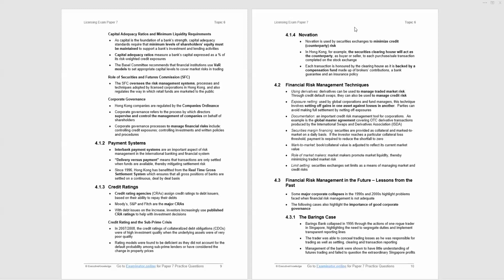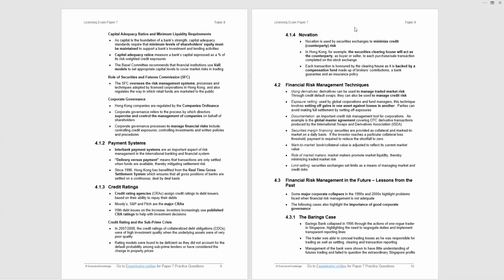Different financial risk management techniques are covered in section 4.2. The use of derivatives, exposure netting, that's used by global corporations and fund managers, involving setting off gains of one asset against losses in the other. Documentation, global master agreements covering OTC derivative transactions is an example. Securities margin financing, I wouldn't call that a risk management technique, but it is the collection of collateral and marking to market on a daily basis, which avoids settlement risk. Mark to market is where book collateral value is adjusted to reflect its current market value, and we considered that just in the process of security margin financing.